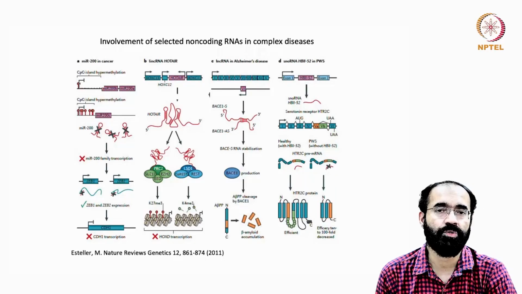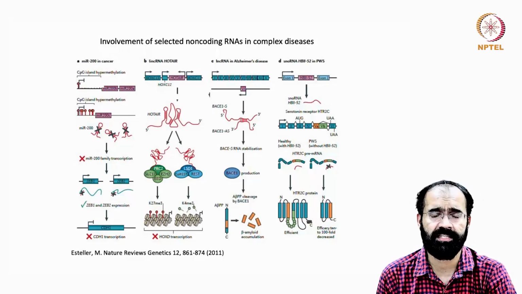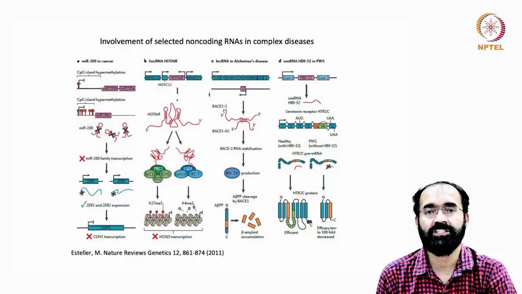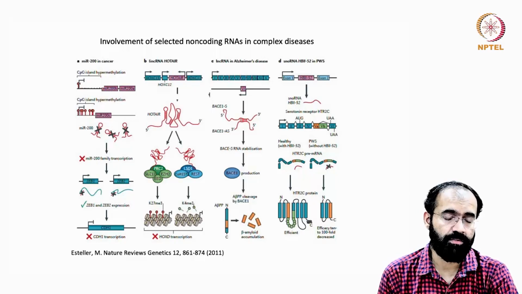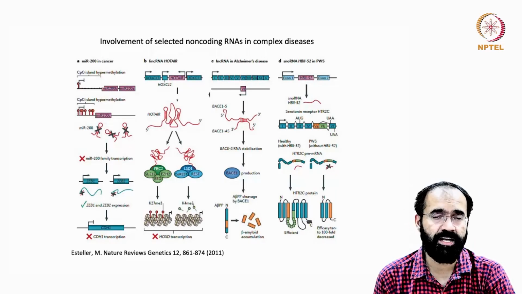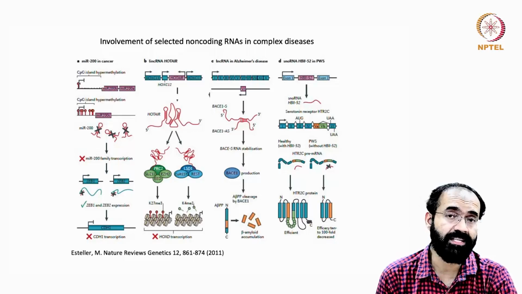CpG island basically means you have repeats of CG, CG, CG like that, or more abundance of C, P and G. P stands for the backbone. So C pairing with the phosphodiester backbone and then G, not C pairing with the G. So don't get confused with that.